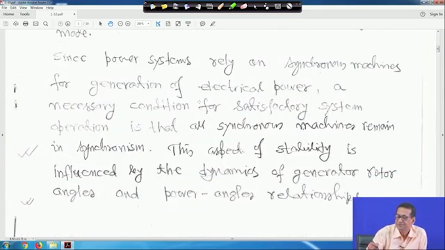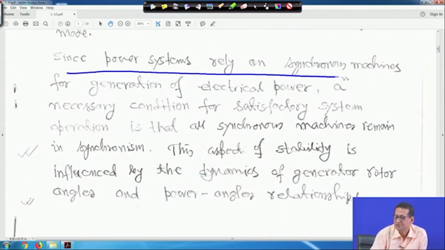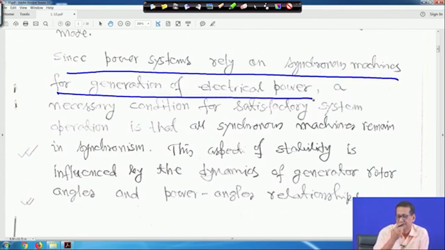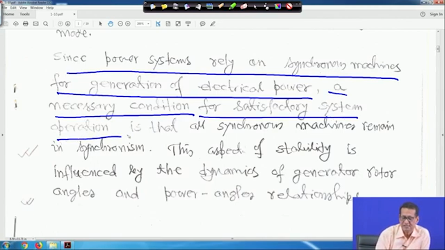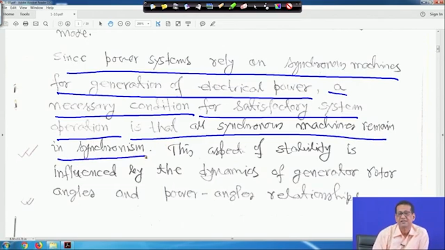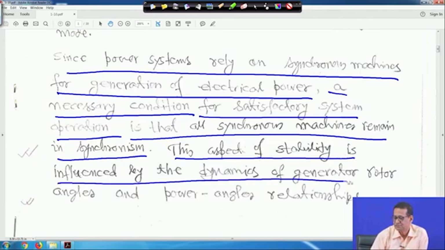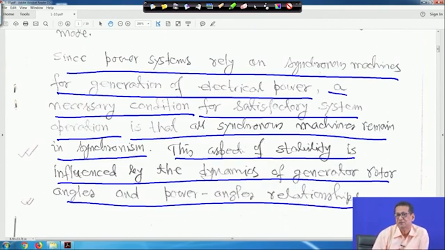So in a power system, since power systems rely on synchronous machines for generation of electrical power, that is the synchronous generator, a necessary condition for satisfactory system operation is that all synchronous machines remain in synchronism. They should not fall out of step, so all will remain in synchronism. This aspect of stability is influenced by the dynamics of generator rotor angles and the power angle relationship. The derivation and other things we will see later.